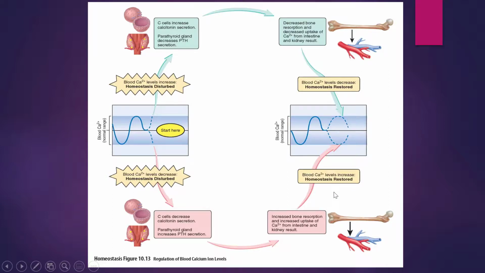Now, right here, when blood calcium level decreases and homeostasis is disturbed, the C cells would decrease the calcitonin secretion, but this time the parathyroid secretion is going to be stimulated, and the effect of the parathyroid secretion will be to increase bone resorption and increase uptake of calcium from the intestine and kidney as a result. And the homeostasis for blood calcium level now is going to be restored.